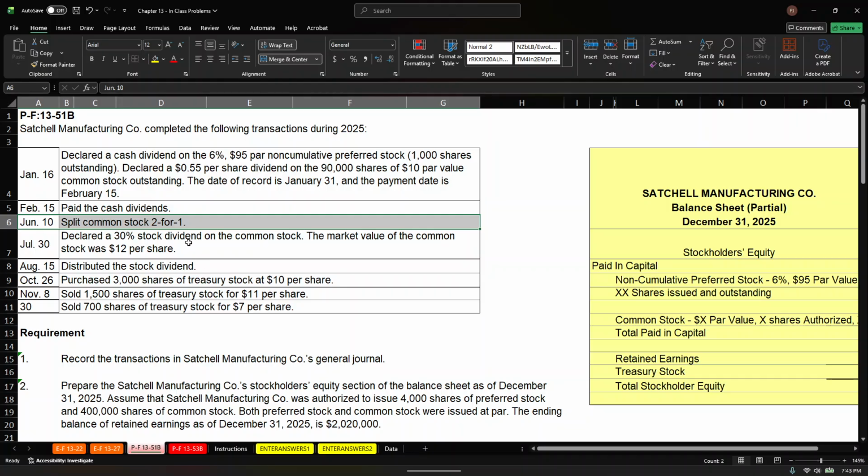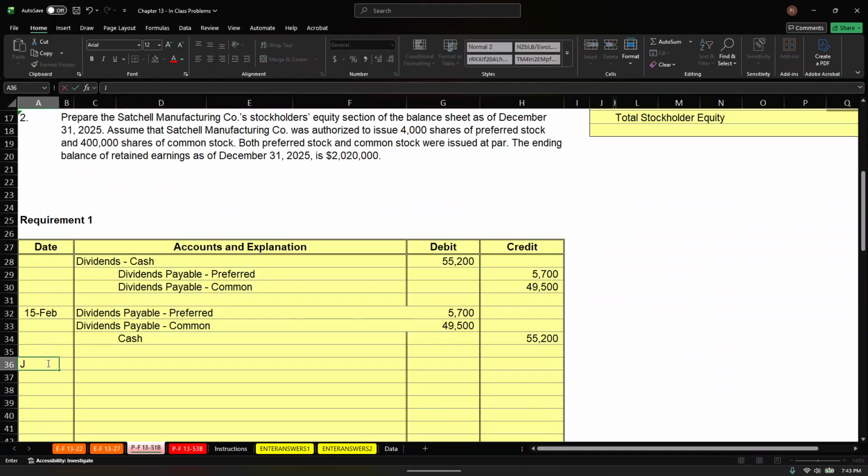Split common stock 2 for 1, meaning that for every one share that exists, there's now 2. Okay. Is there going to be a journal entry for this? You can write it down without journal. Yeah, exactly. It's just going to be a memo. Okay. There's no journal entry. So June 10th, no journal entry.